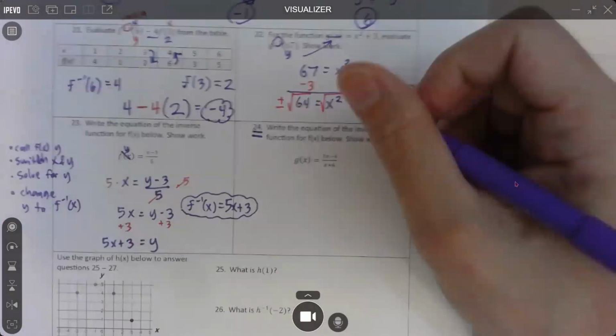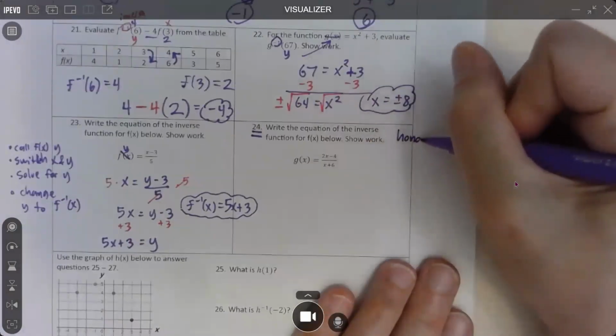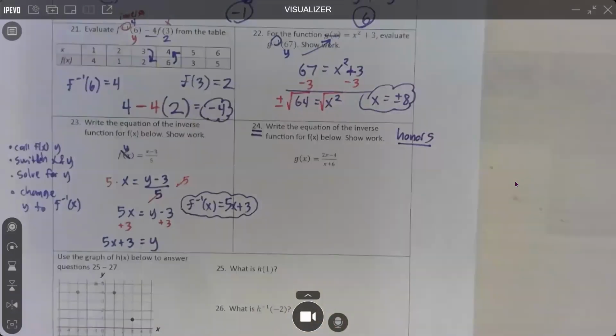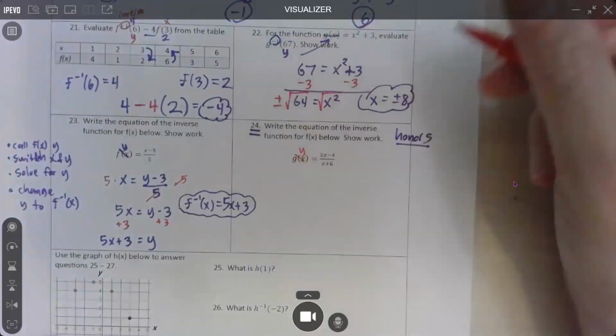This is, if you're standard, you can skip that. This is honors only. But if you're standard, you're welcome to look at the solving part and see how that works, because it's definitely doable for anybody. All right, so we're going to follow the same steps as before. We're going to call that y. Again, pause this and try it on your own.